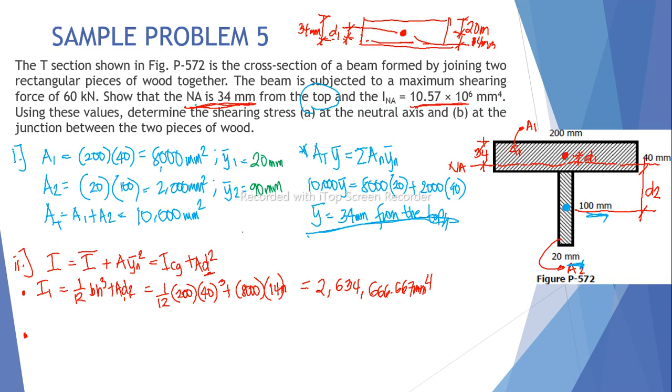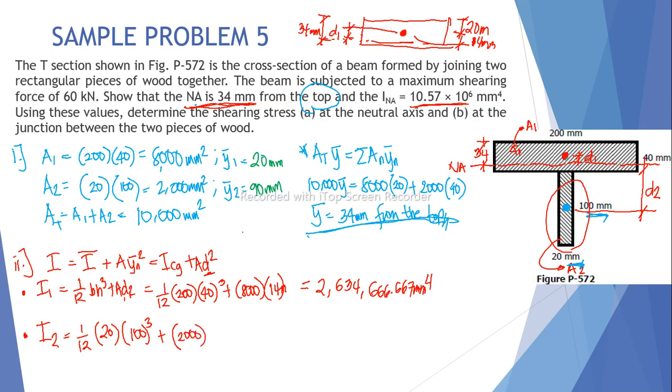So if it is in kilonewton, you have to convert it into 1,000 newton, 60,000 newton, so that the result is directly in megapascal. Next is area 2, we get the moment of inertia. Same, 1/12 BH cubed. So our base for area 2 is 20 millimeters times its height of 100 millimeters, cubed, plus Ad squared.